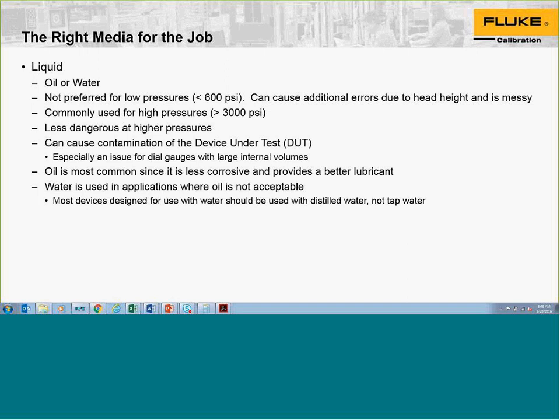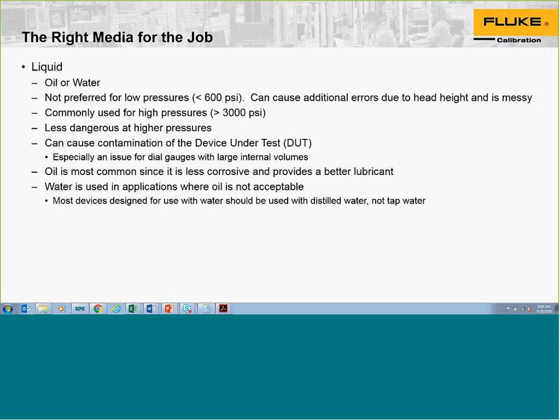It's contamination of the device under test. Specifically, if you're calibrating, say, a number of transmitters used throughout a facility, first transmitter using oil, that can cause damage, or that can cause issues depending upon what that transmitter is used to calibrate. And even then, once it's contaminated with oil, that may result in contamination of other devices as well.